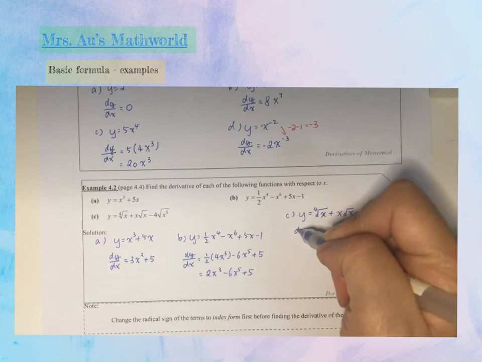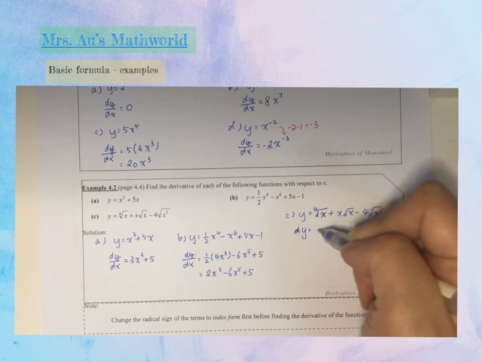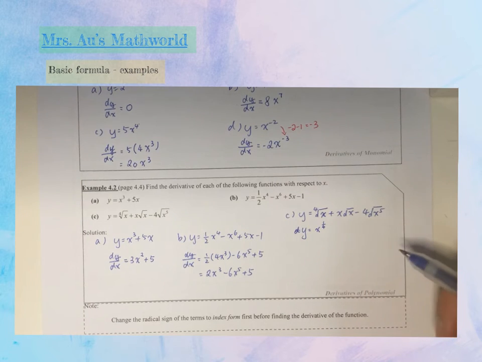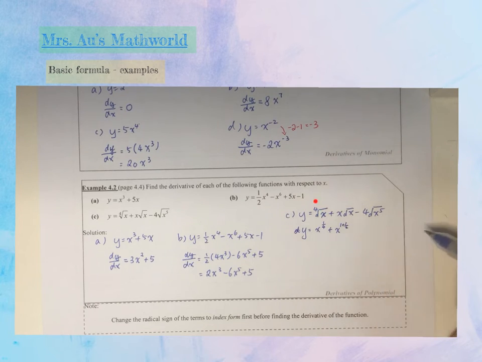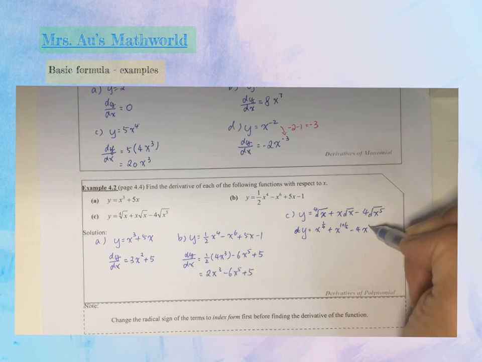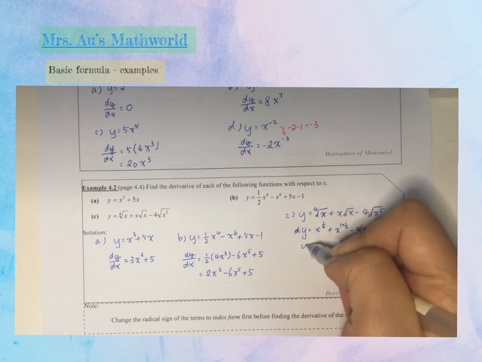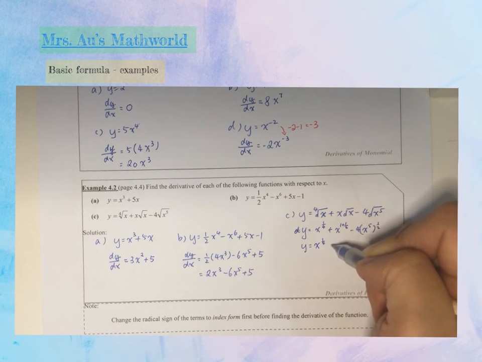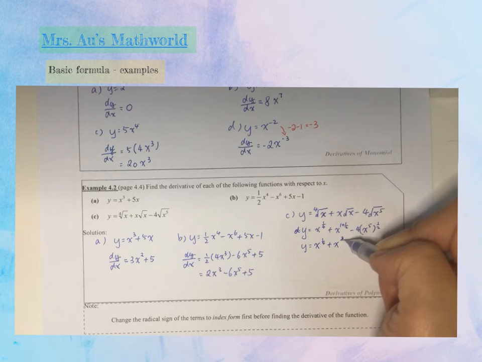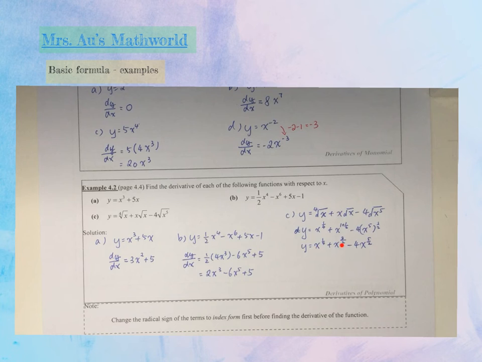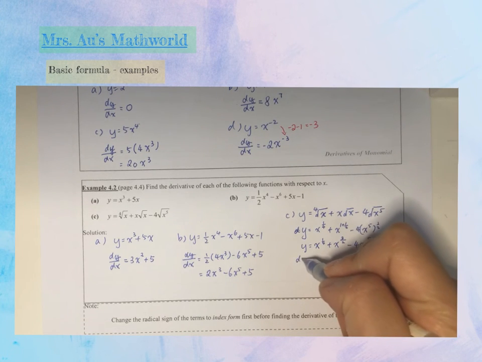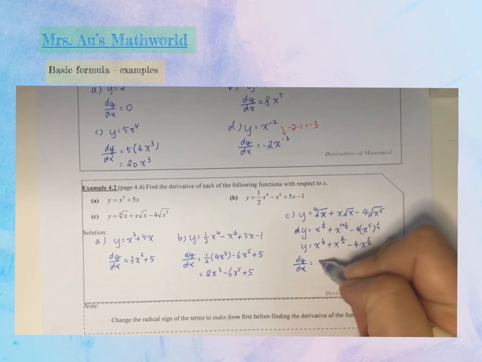So I think part A and B don't matter much. But for part C, we need to handle the function with care, because you see that these are radical signs. That means we need to change them to index form as seen in the video. Okay, so right now, all these are in index form. And then we can calculate the derivatives carefully.